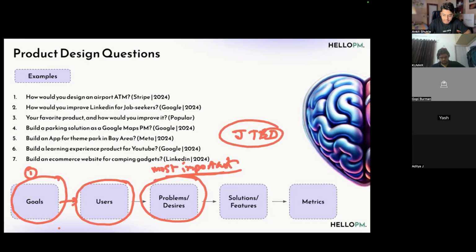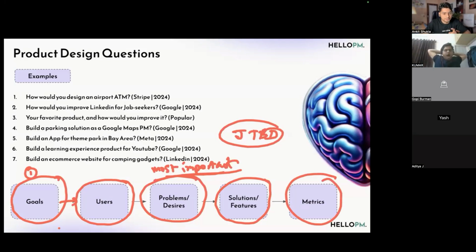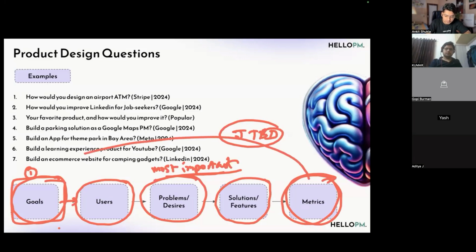Okay, now after you have understood the problems, you are going to pick a few problems which are important, and then you are going to create the solutions or the features. Okay, this is what we are going to build in order to solve this problem, and then you can prioritize. And after that, in the end, you are going to put some metrics. Metrics as in, how would you know if this is actually a product that is going to solve the needs that you have got from here? Okay, so in the end, the metrics are going to be attached to the goals again.